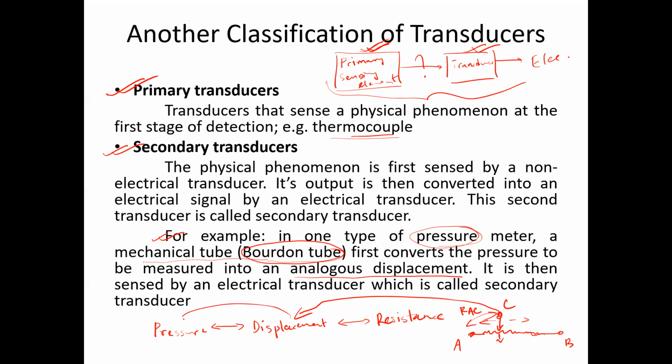And as displacement results from pressure, that equivalent change in resistance can be related to the original change in pressure. So the change in pressure will result in displacement, and the change in displacement will result in change in resistance. In this way, the secondary transducer can relate the change in pressure with change in resistance.